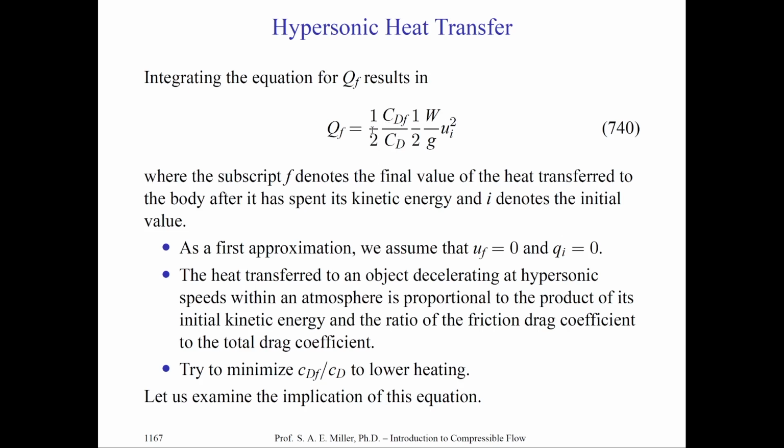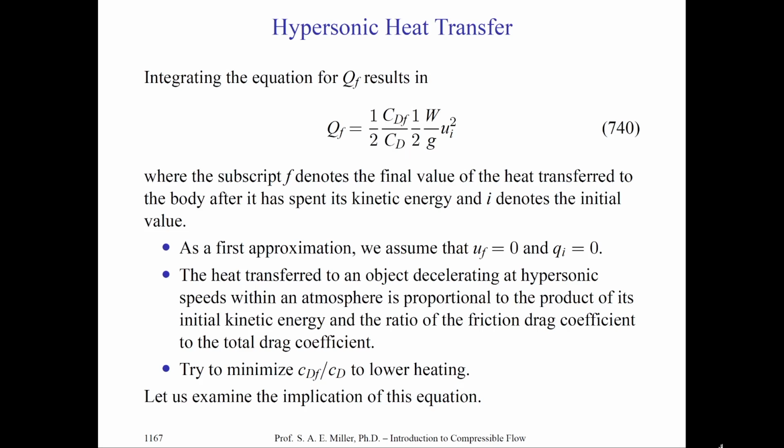We cannot change the half, we can't change the second half, we cannot really change W, and we can certainly not change g, because it depends on the planet we're near. And we may not be able to change U, except for maybe early deceleration burns before our vehicle comes to the atmosphere. But generally we can't change U. All we can really change is C_DF divided by C_D, which is a function of the vehicle geometry and, of course, some of its properties.